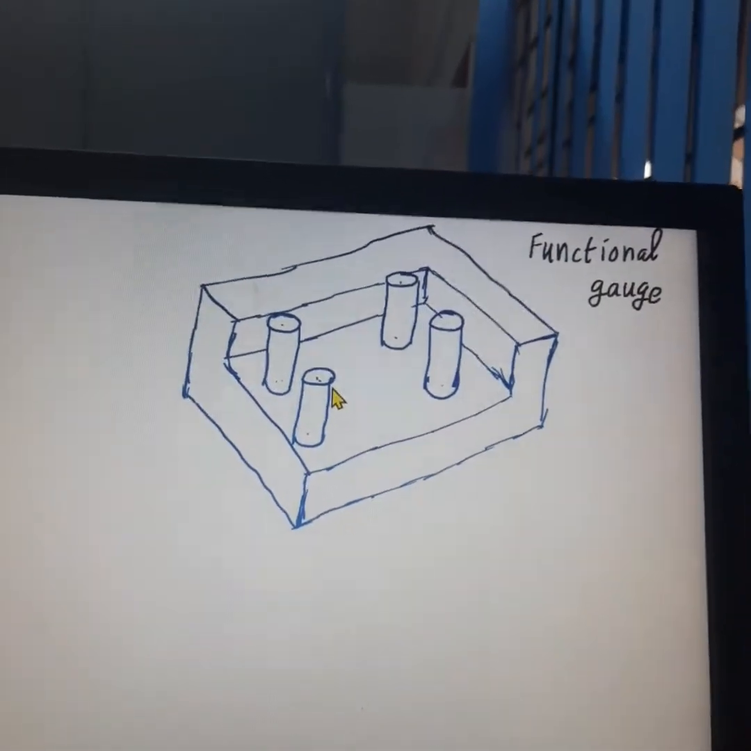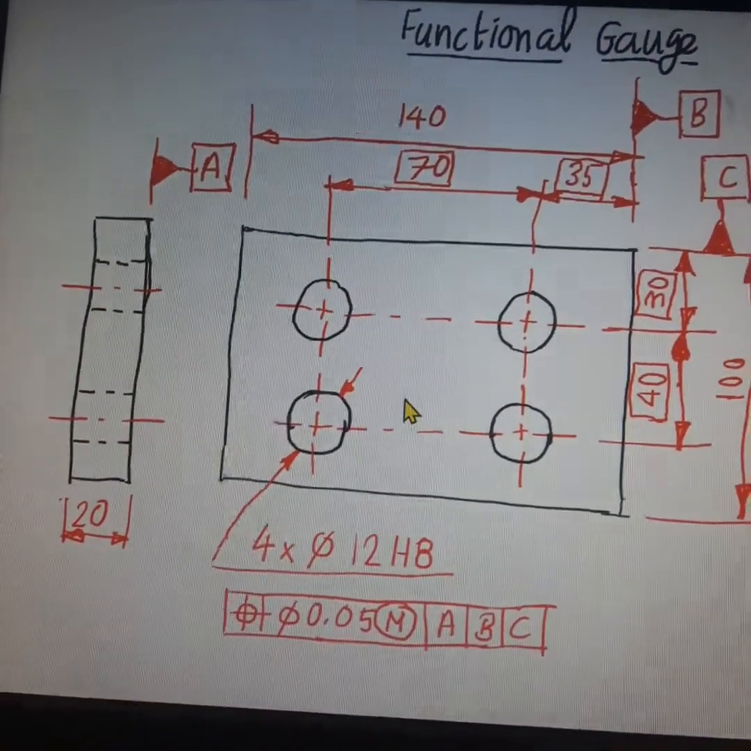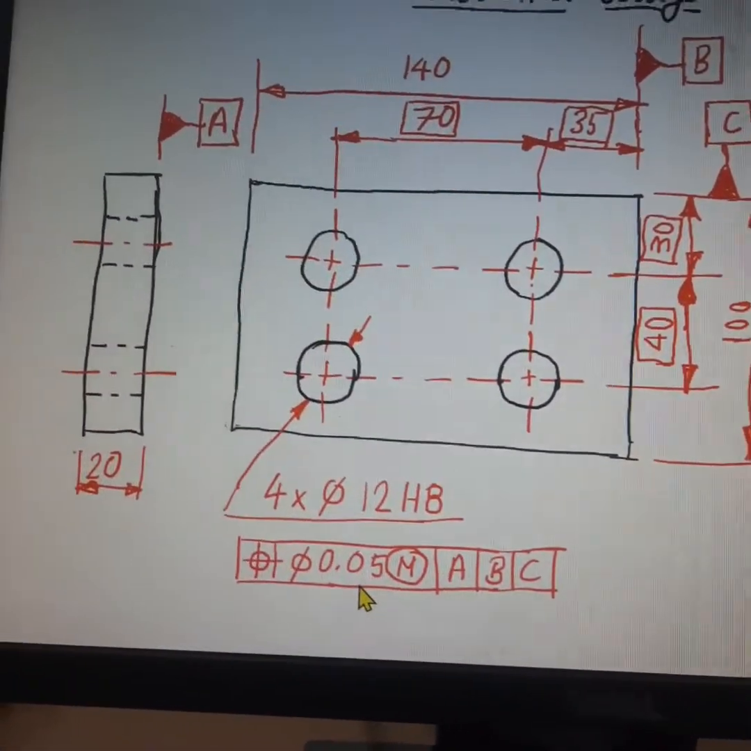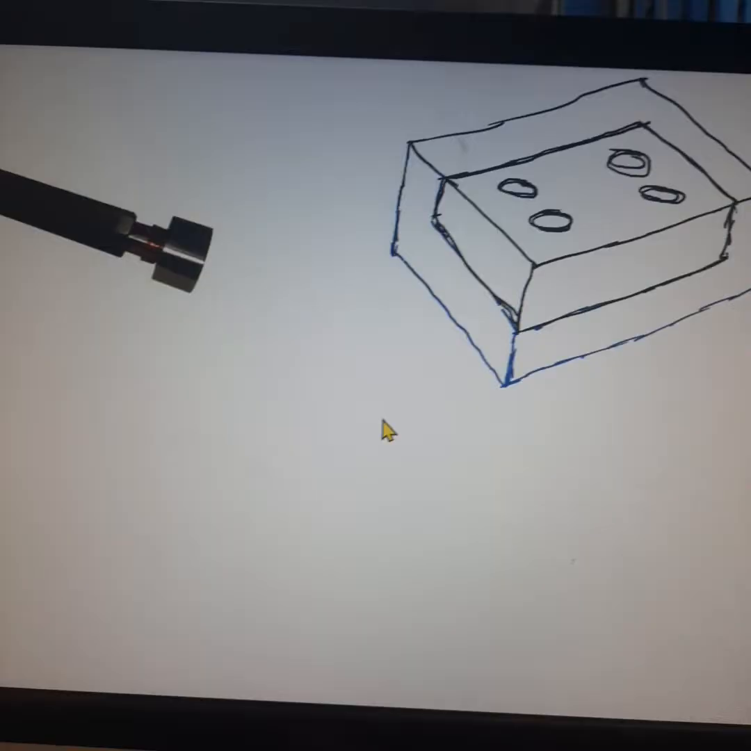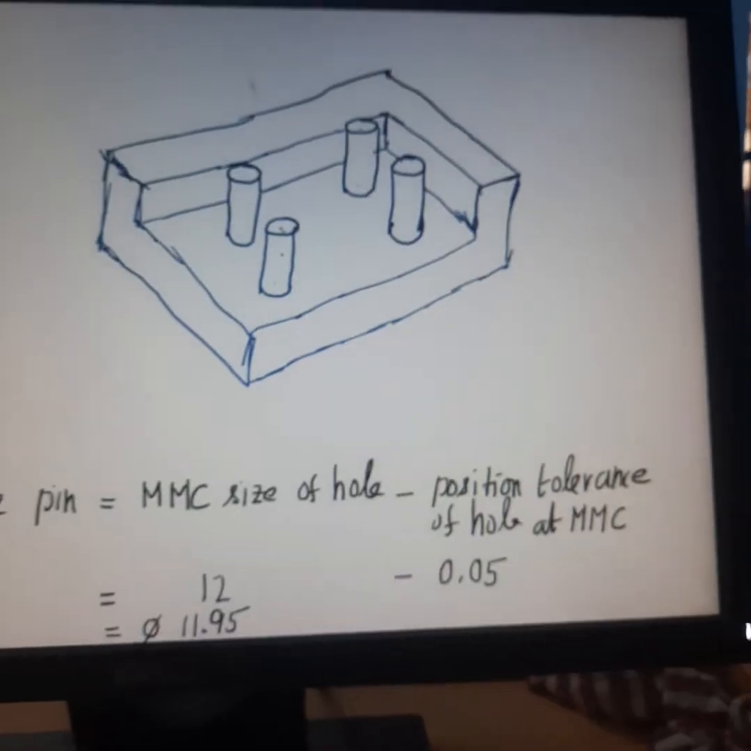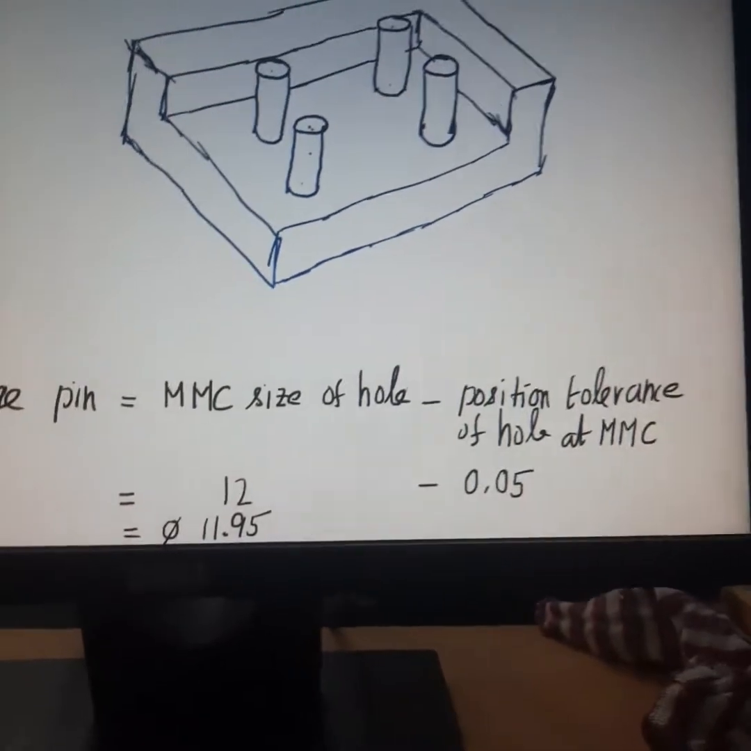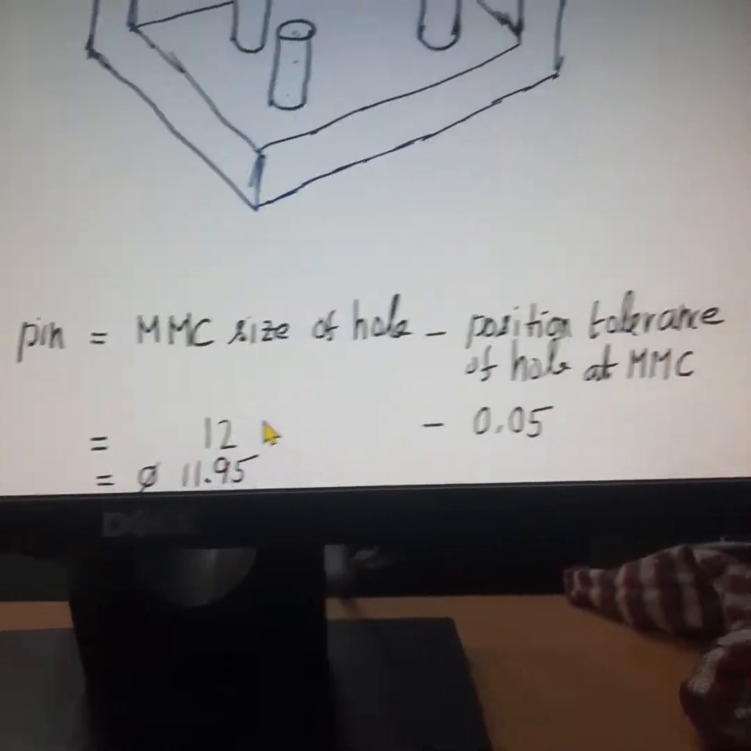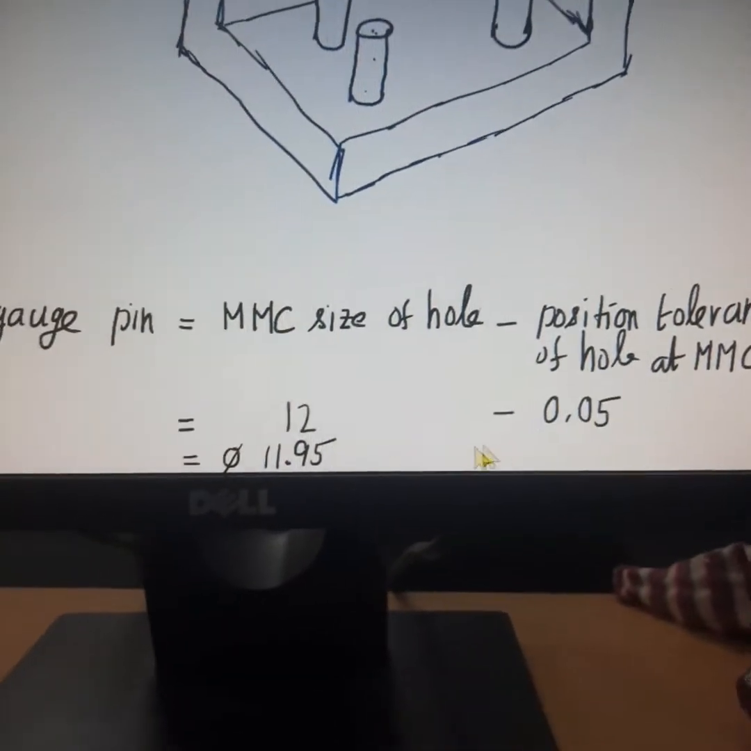What should be the size of the pin on this functional gauge? For inspecting this component, which has a hole drilled with a position tolerance of 0.5 mm, what should be the size of the functional gauge pin? This formula is applicable. The size of the functional gauge pin is the MMC size of the hole minus the position tolerance of the hole at MMC. For the sample drawing, the MMC size of the hole is 12 mm and the applicable value of position tolerance at MMC is 0.5 mm. So 12 minus 0.5, 11.95.